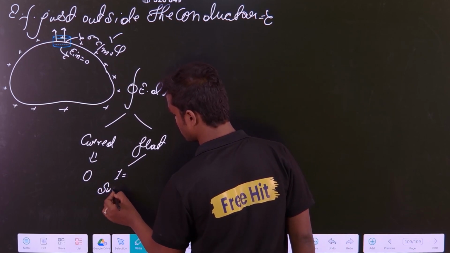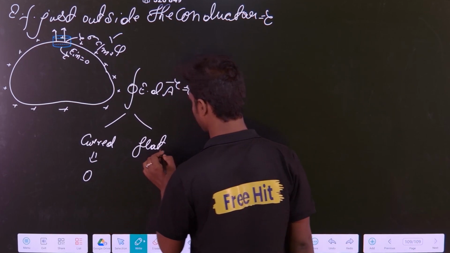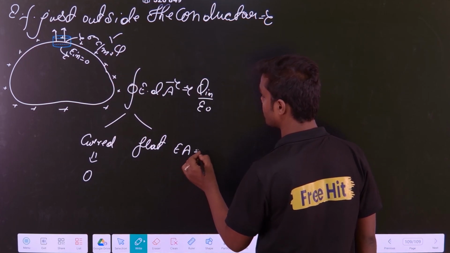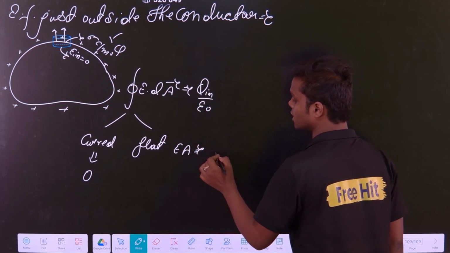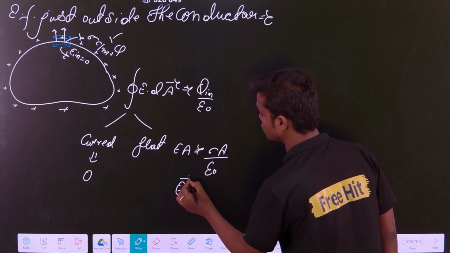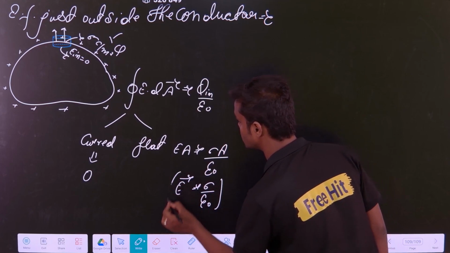First surface. For this surface we will get only one case. So we can write E into A. Area is A. What is Q in? That is sigma into A, correct? By epsilon naught. So what is the electric field just outside? So just outside the conductor, the electric field will be sigma by epsilon naught.